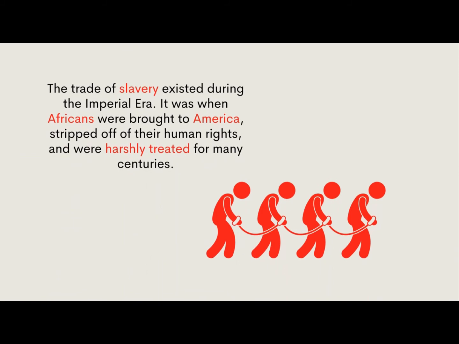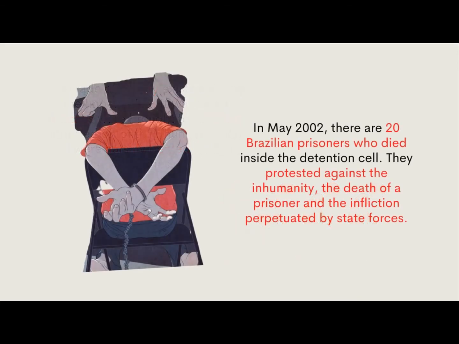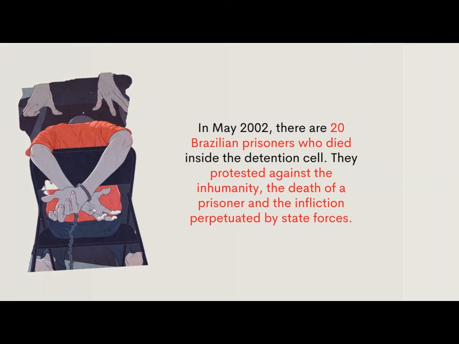Slavery. The trade of slavery existed during the imperial era. It was when Africans were brought to America, stripped off of their human rights, and were harshly treated for many centuries. Torture. In May 2002, there are 20 Brazilian prisoners who died inside the detention cell. They protested against the inhumanity, the death of a prisoner, and the infliction perpetrated by state forces.